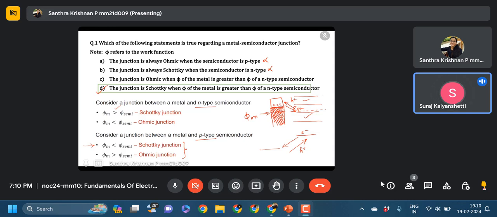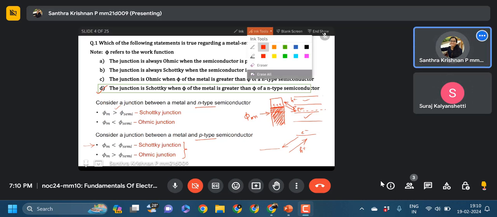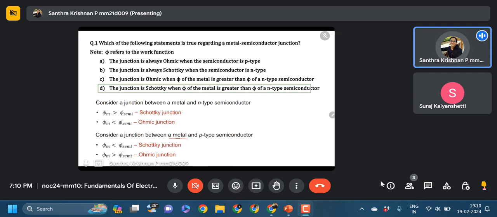Can you explain this to me? Can you take a piece of paper and try drawing that? Yeah, I'll do that. You can just start like that, so then I can help you. Suppose I can draw this condition. There is a metal, there is a p-type semiconductor, and phi m is greater than the work function. Let me get the paper handy. Sure.